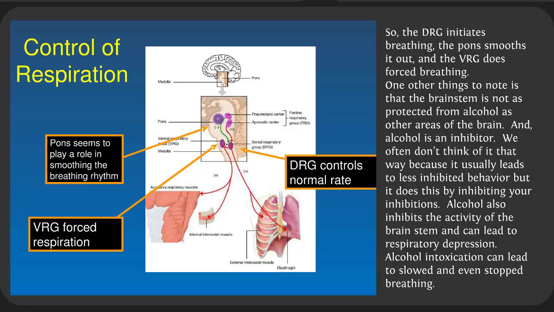group does forced breathing. One other thing to note is that the brainstem is not as protected from alcohol as other areas of the brain, and alcohol is an inhibitor. We often don't think of it that way because alcohol usually leads us to be less inhibited, but it does this by inhibiting your inhibitions. So alcohol is an inhibitory drug. Alcohol also inhibits the activity of the brainstem and can lead to respiratory depression. So alcohol intoxication can lead to slow and even stopped breathing.